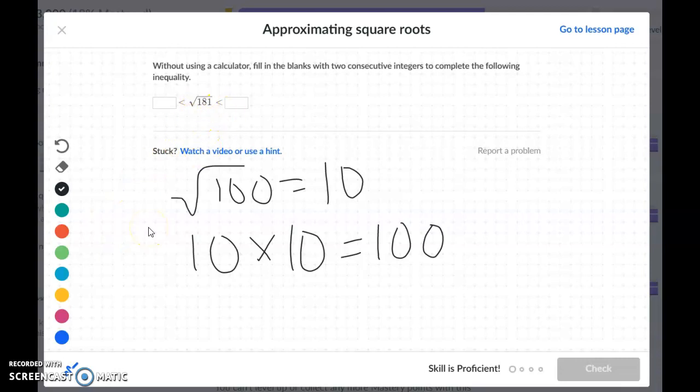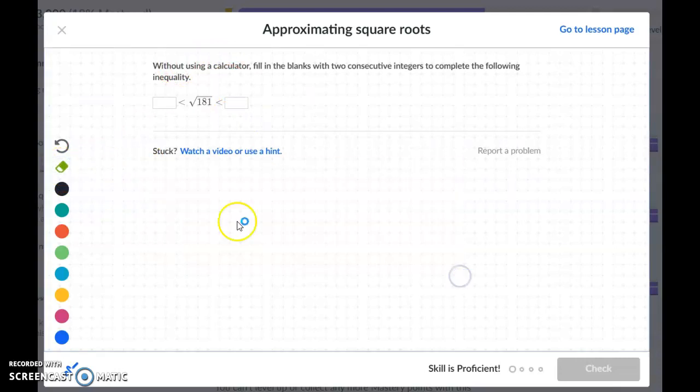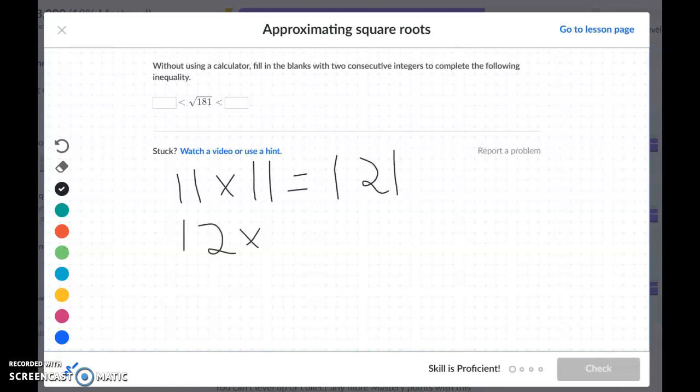If your multiplication facts are not up to par, this may be a little more work, because it says to do this without a calculator. Obviously you can use a calculator, but I'm going to show you how to do it without one. So I started with 10. 10 times 10 is 100. And I'm just going to go up. 11 times 11 is 121. 12 times 12 is 144.